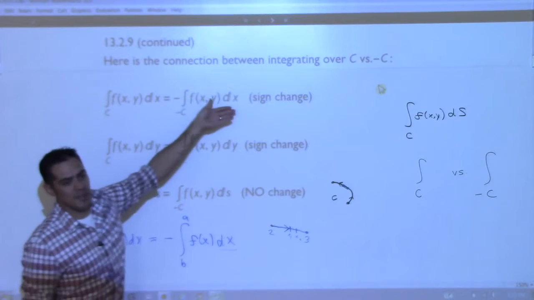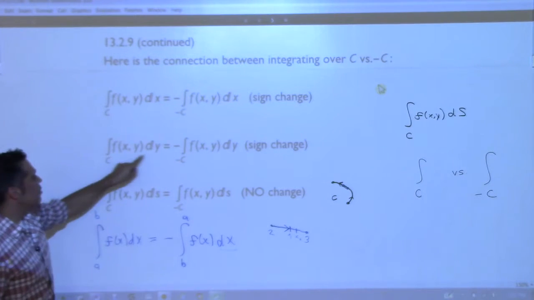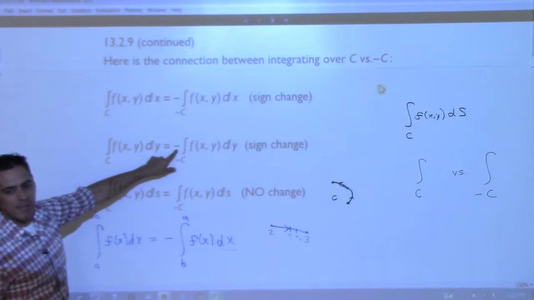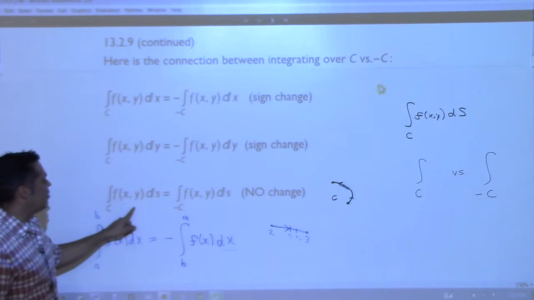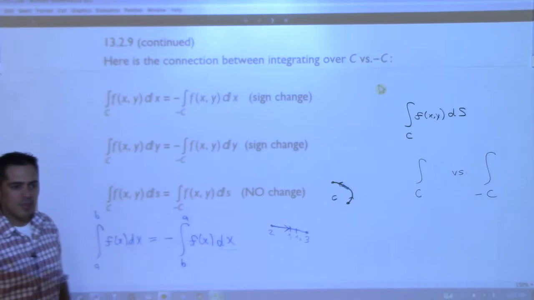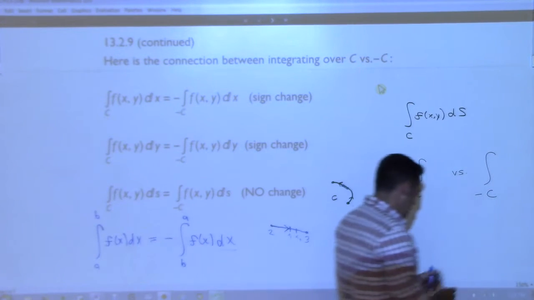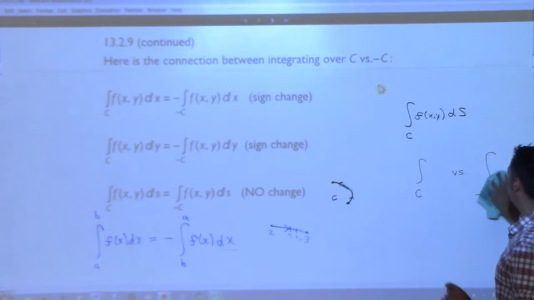Same exact thing is happening here with the line integral. And it also happens if we do it with respect to y. You change the direction of the path, you're going to have to include the opposite sign. But there's no change if you do it with respect to arc length. So if you change the path, you still get the same result. Okay, so that's just something to be aware of. It's a property that we are going to use later on.